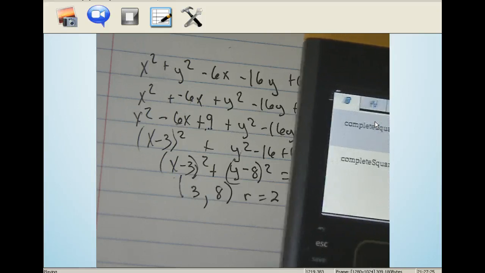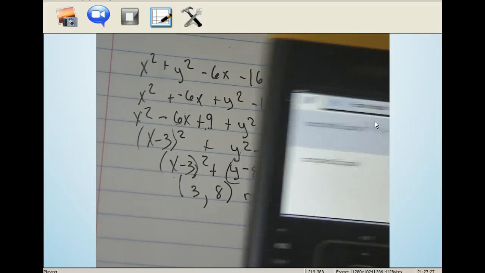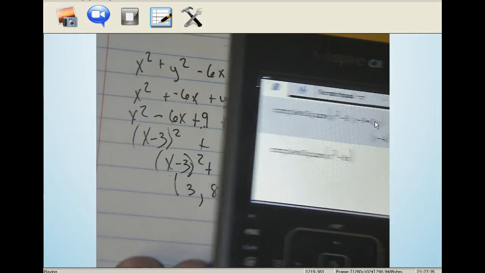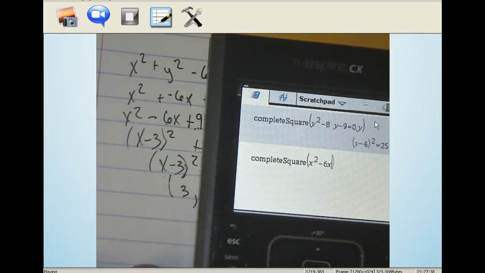Let's just put in x squared. Well, let's try putting the whole thing in. I don't think it's going to want me to put the whole thing in here. Minus 6x. Oh, sorry. Let's put the first part in there. Let's go x squared plus 6x, right?